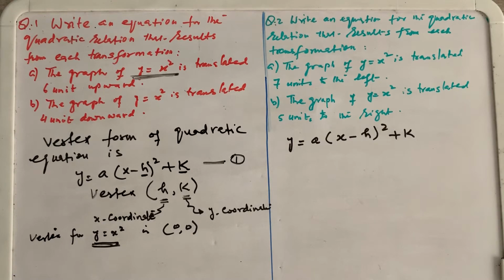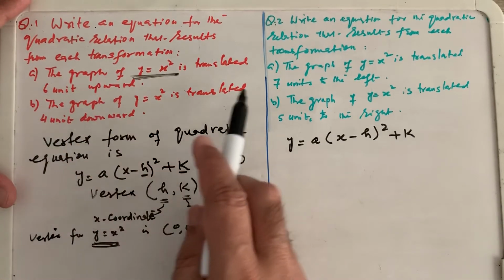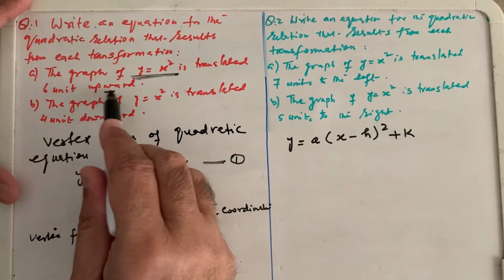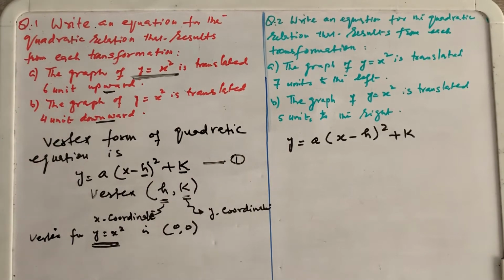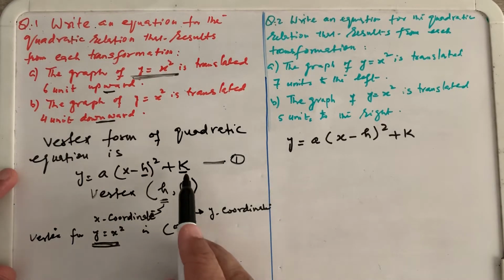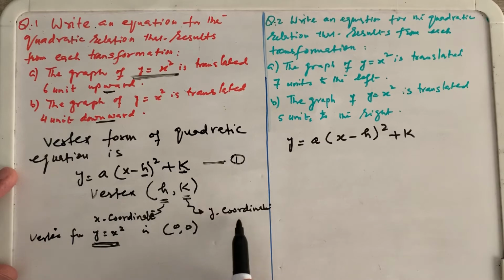Translate means how it moves, right? Where it moves, depending on what? If it is translated 6 units upward or downward, then whenever we talk about upward and downward, we are talking about the y-axis, right? And who is representing the y coordinate of the vertex here? That k. This k value represents the y coordinate of the vertex.